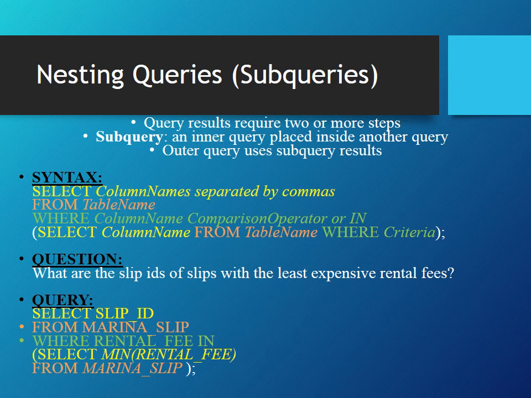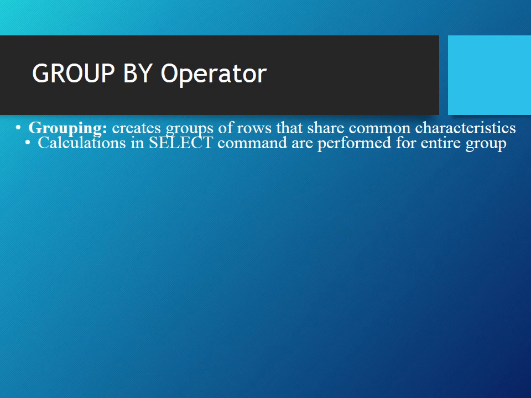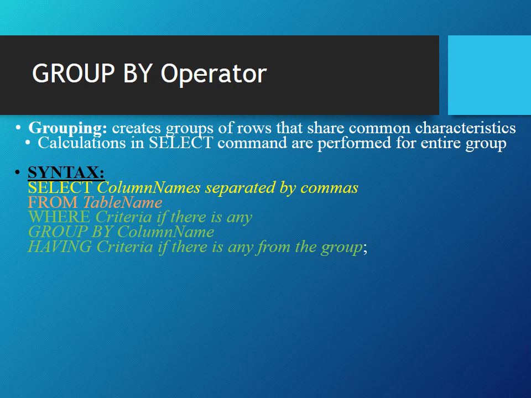Our last operator for this week is GROUP BY. Grouping creates groups of rows that share common characteristics. Calculations in the select command are performed for the entire group. Here's our syntax. Select column names separated by commas from table name where criteria, if there is any, and then you have the GROUP BY and then the column name. HAVING is a special keyword in place of WHERE that gives you criteria for the group itself.